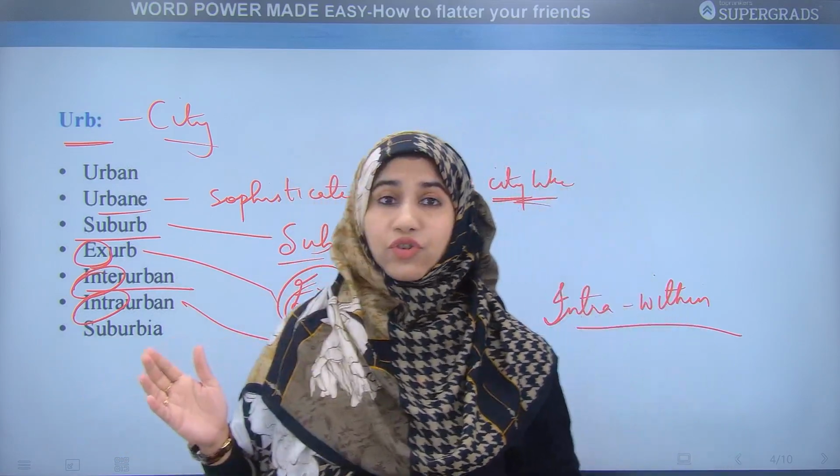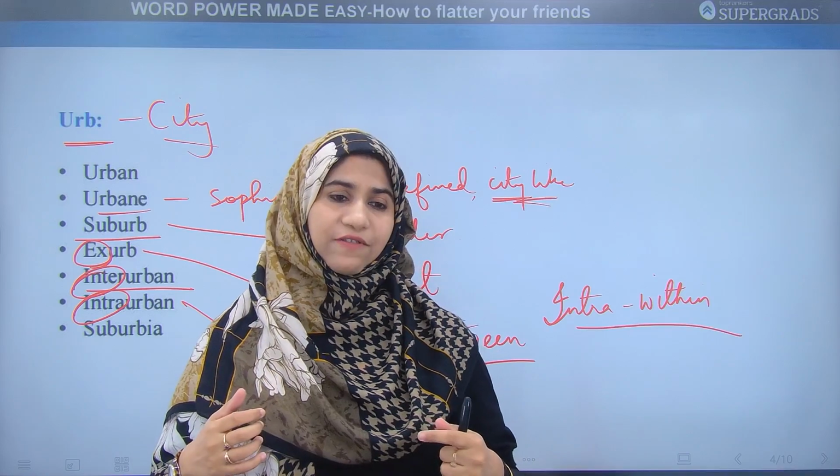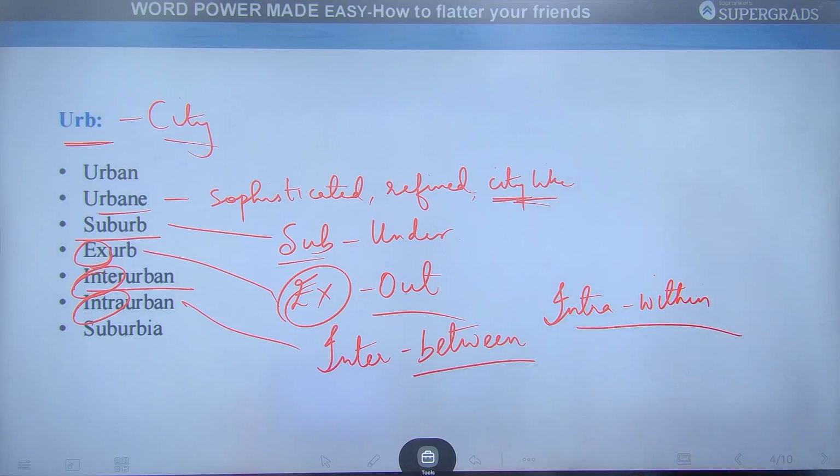When I say intra-urban, it would mean within a city, if there is a bus that takes you from one spot to the other within a city. Is this much clear? चलो ठीक है, wonderful.